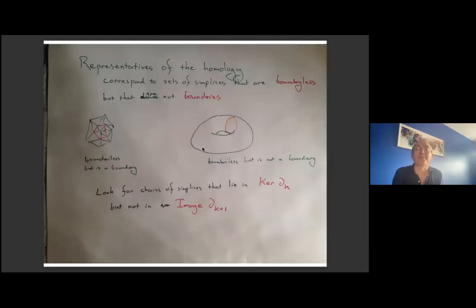All right, so now here, this is the key point. The key point about these boundary maps is that these holes and voids, the representatives of the homology, correspond to sets of simplices that are boundaryless, but they are not themselves boundaries of anything.